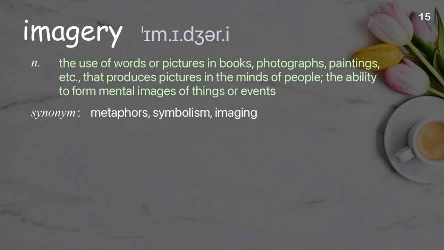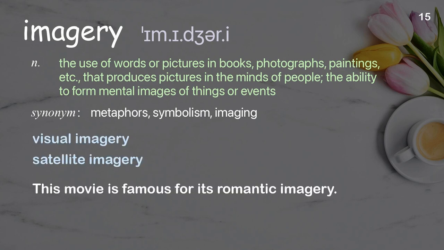Imagery. The use of words or pictures in books, photographs, paintings, etc., that produces pictures in the minds of people, the ability to form mental images of things or events. Examples. Visual imagery. Satellite imagery. This movie is famous for its romantic imagery.